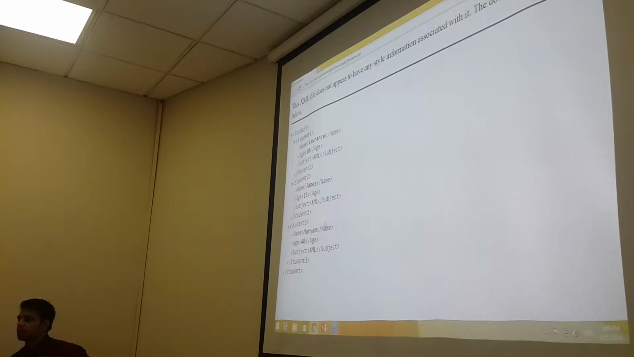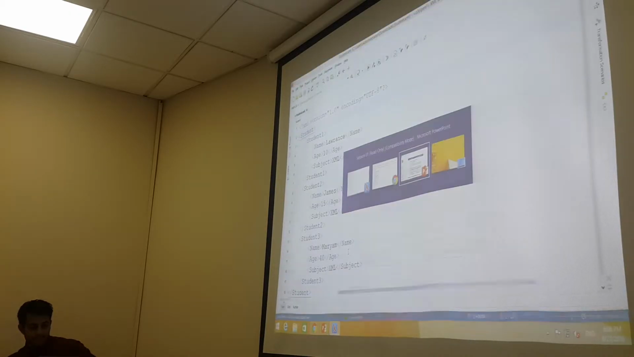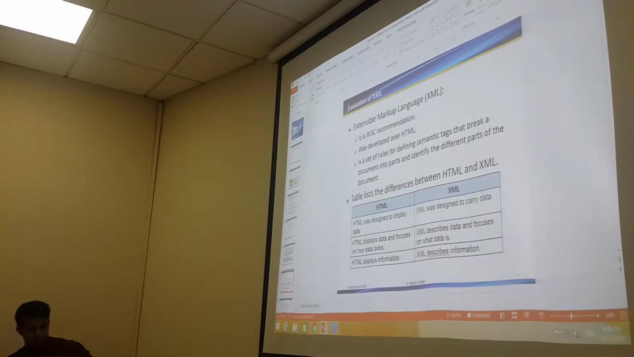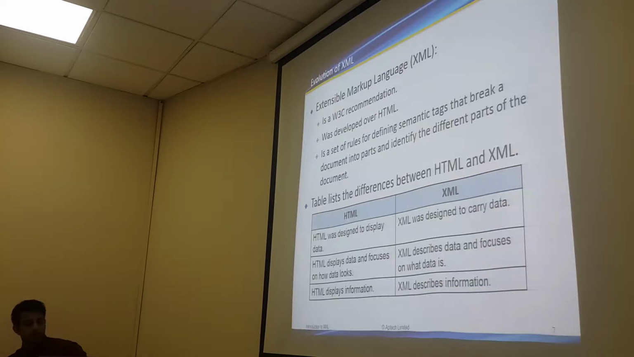Design how data will look. This is focusing on what data is. Okay? And what about the next point?